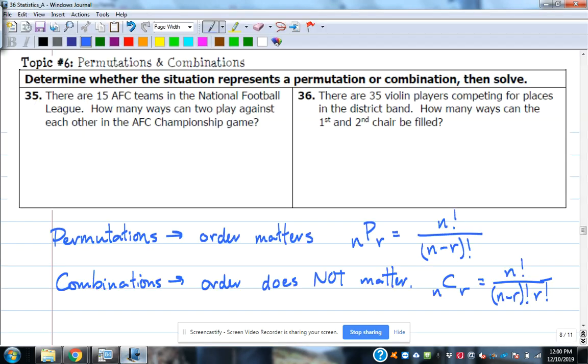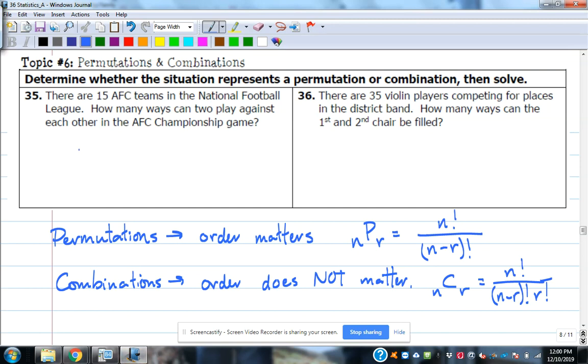Okay, so let's look at number 35 and see if we can figure out what we're going to do here. So 15 AFC teams in the NFL. How many ways can 2 play against each other in the AFC championship game? So this is before the season starts. We want to know how many different ways could the championship game in the AFC turn out. What 2 teams could be there? So is this a combination or a permutation? Combination, because it's not ranking them at all yet, right? It's just how many different ways could that game happen?